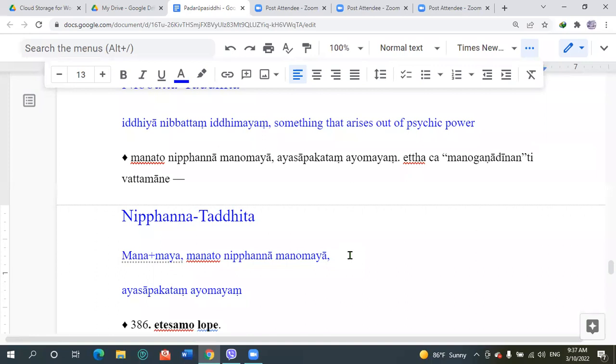In that case, okay. So in that case, the Manomaya is a feminine gender, no? Manomaya refers to ED. Yes. Manomaya. These Dhammas.